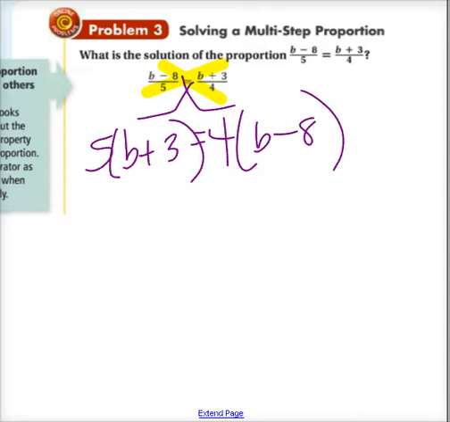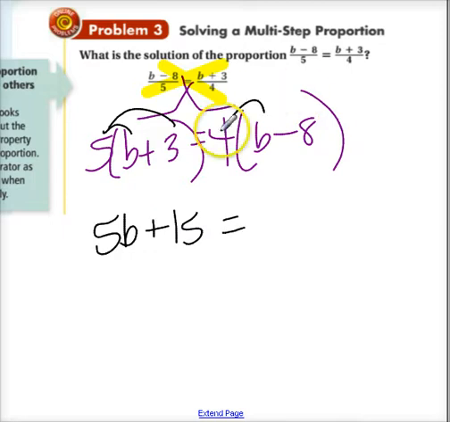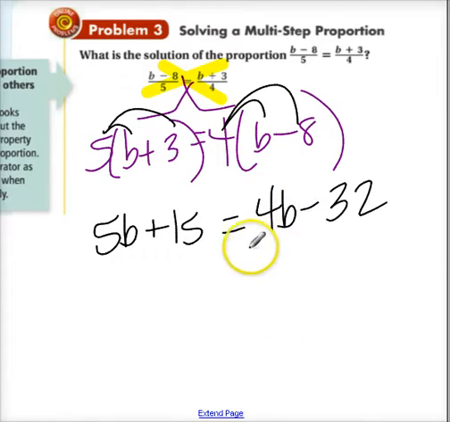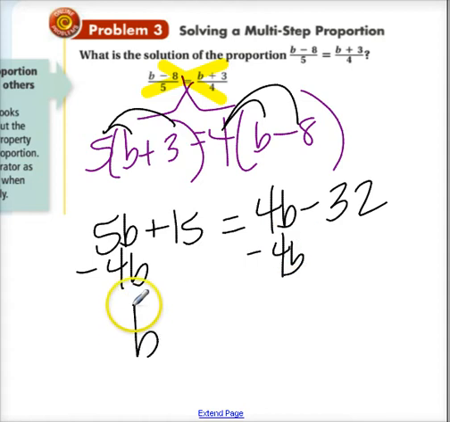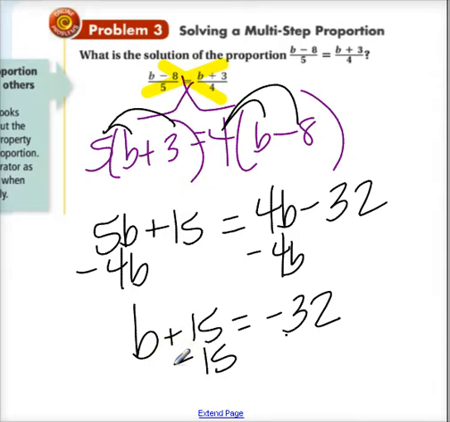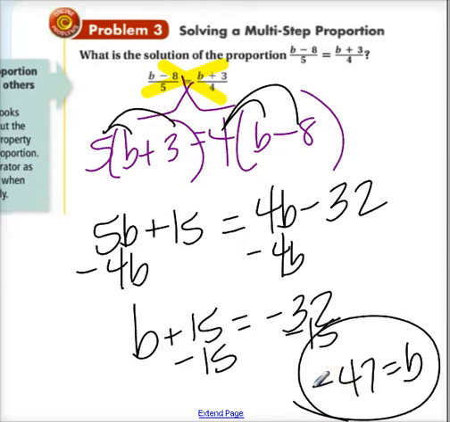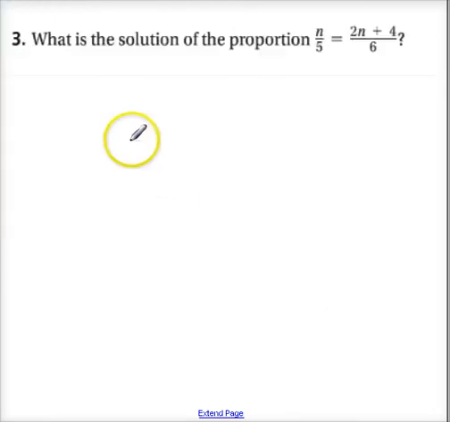But now I have to do a little more work. I have to distribute both sides. 5 times b is 5b. 5 times 3 is 15. 4 times b is 4b. And 4 times a negative 8 is a negative 32. Now I'm going to subtract 4b from both sides. So now I have an equation with variables on both sides. I have just b. And now I'm going to subtract 15 because I want my constants all together. So negative 32 minus 15 is negative 47 equals b.